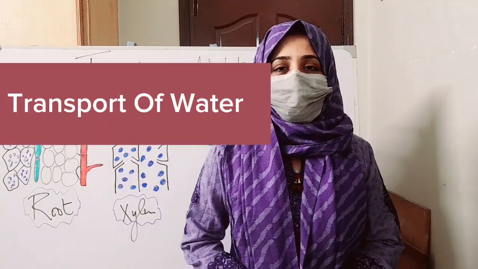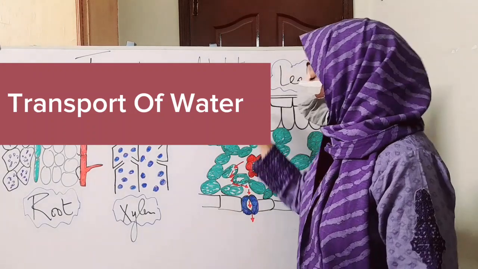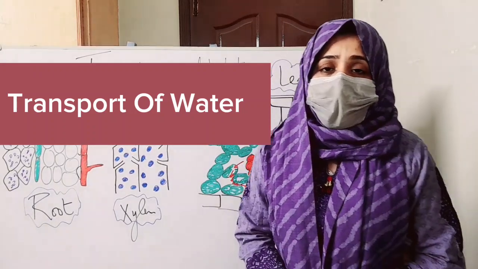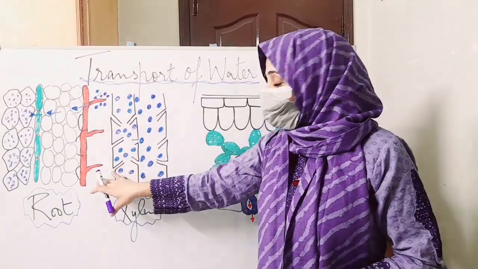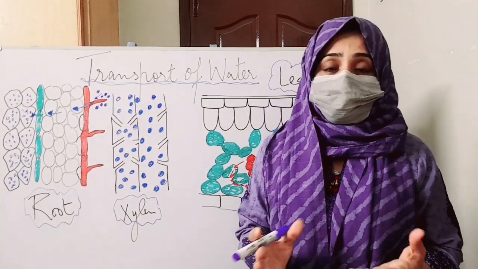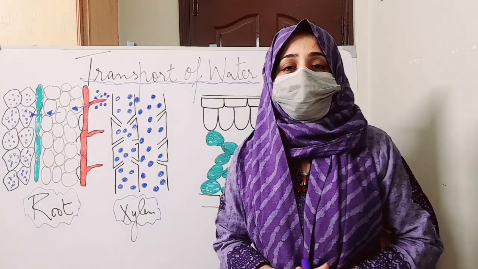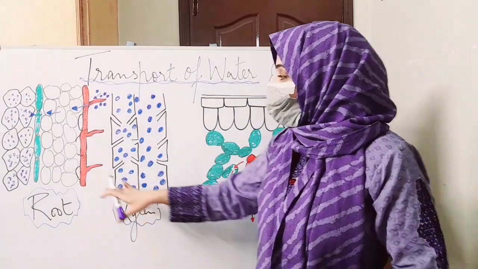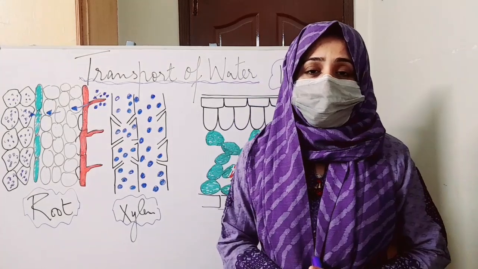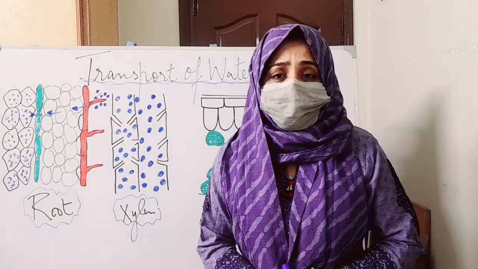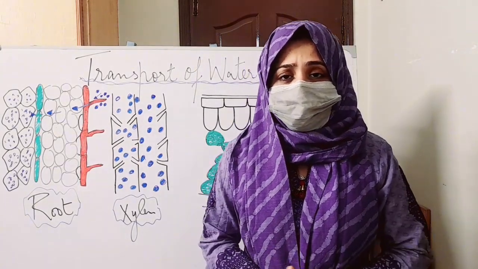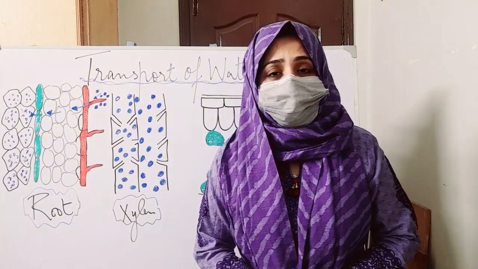This is Samreen Hashmi, and the topic which we are going to discuss today is transport of water and dissolved material in plants. As we know, the roots are responsible for the absorption of water and dissolved materials, that are all the essential minerals and salts that are required by the plant body. And again, the xylem tissue that is present throughout the plant body is responsible for the conduction of water and dissolved material from the roots up to the leaves of the plant.